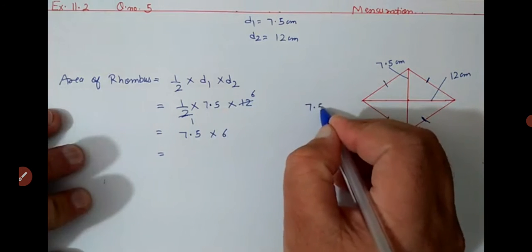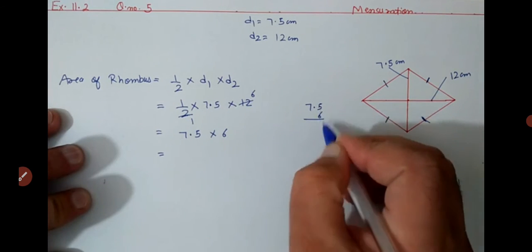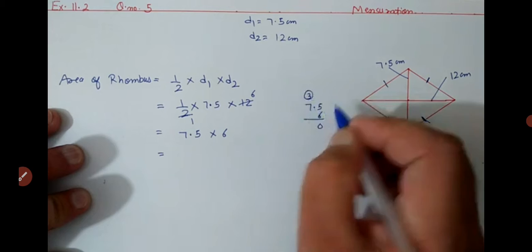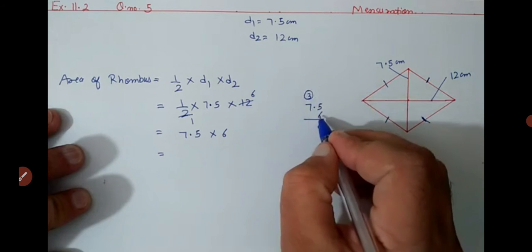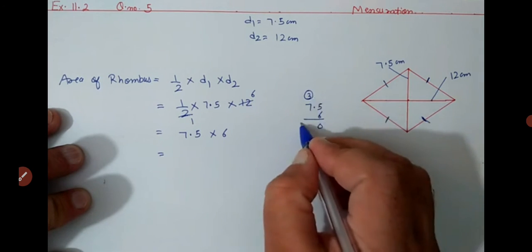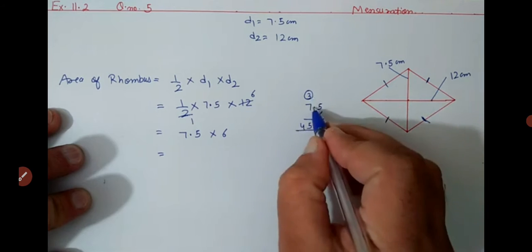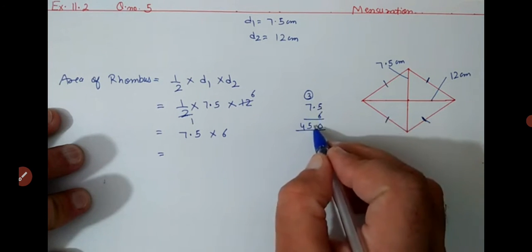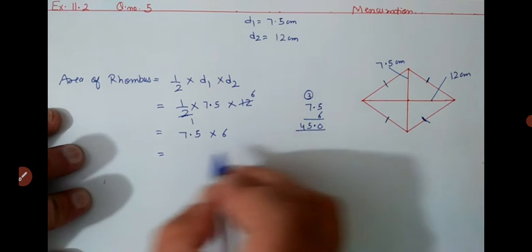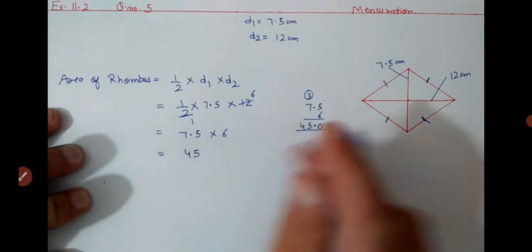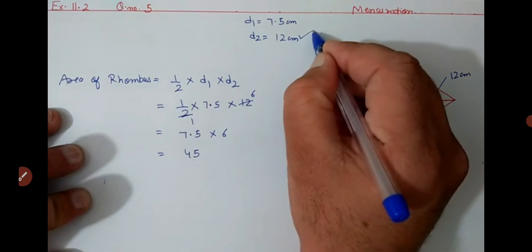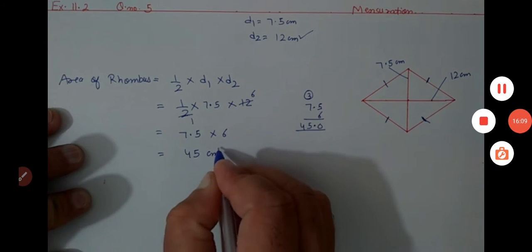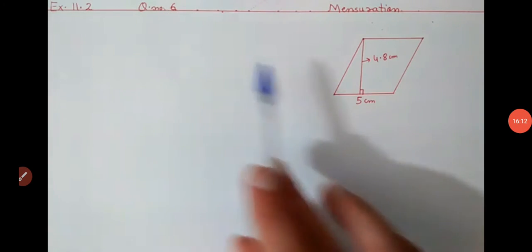So what you can get? 6 fives are 30, 6 sevens are 42, 42 plus 3 is 45. Okay, so you can get 450 and the decimal from the right side, one place. So 45 is your answer. Okay, 45 centimeter square. Now let's read question number 6.